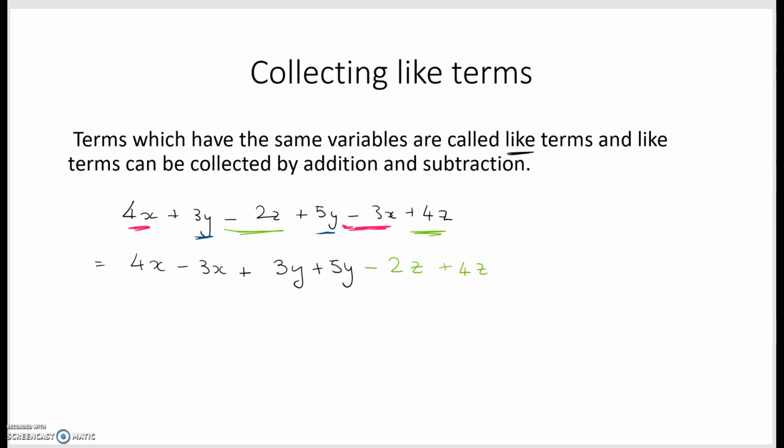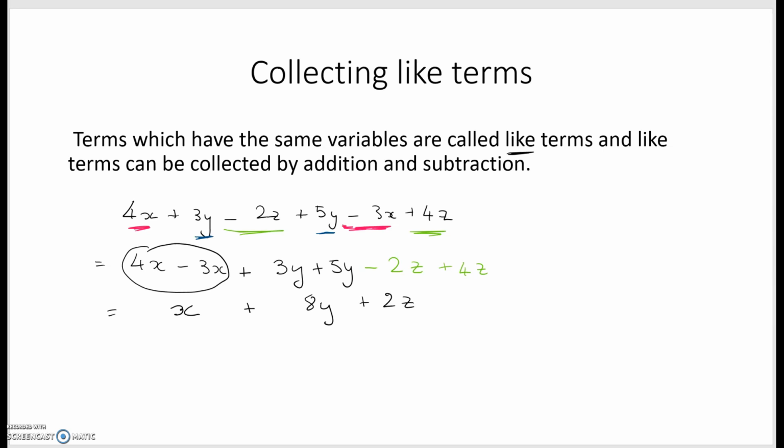Oops, that shouldn't be green. Never mind. Now we can collect up these ones. So we've got 4x minus 3x, because they're the same. They've got the same variables. So that's x, and 3y plus 5y is 8y. And then negative 2z plus 4z is plus 2z altogether.